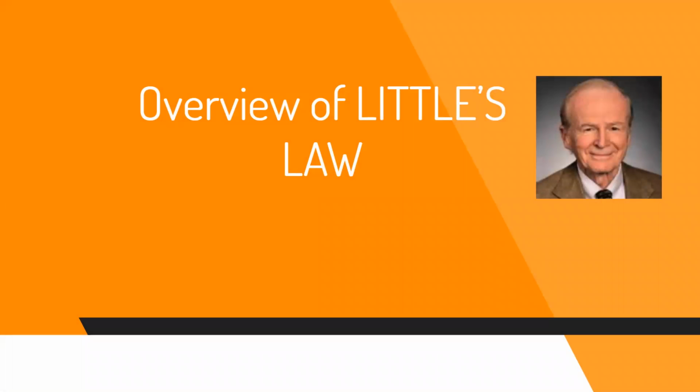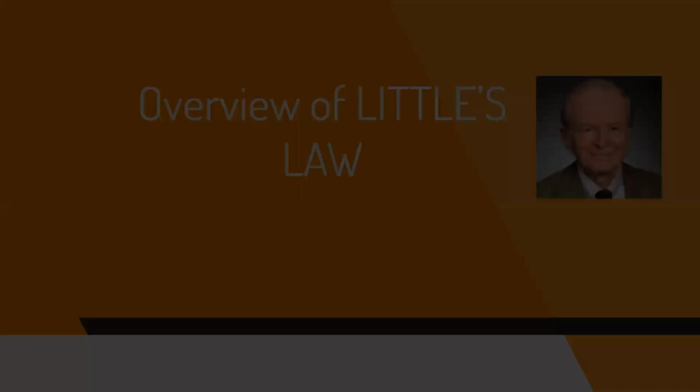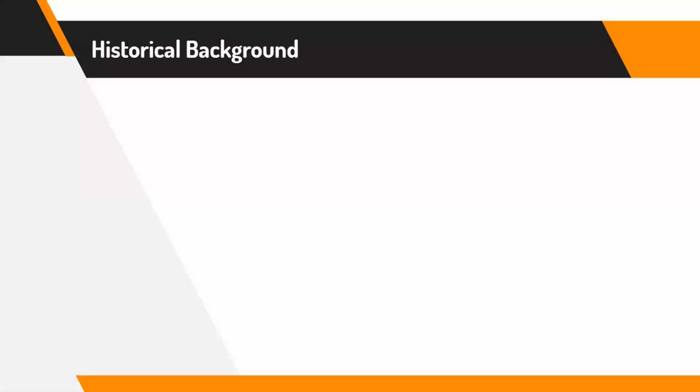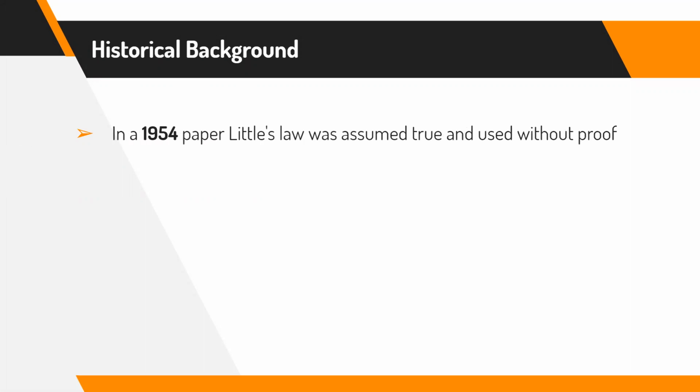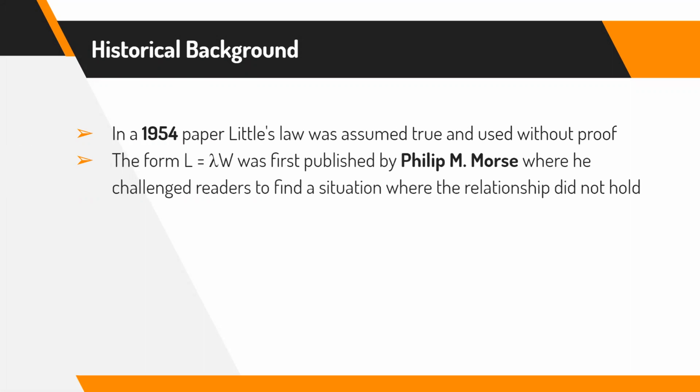First, let us see an overview of Little's Law. Let us see some historical background. This law was first published in 1954 without a proof, and it was first published by Philip M. Morse as a simple equation L is equal to lambda W, where he challenged the readers to find a situation where the relationship did not hold.